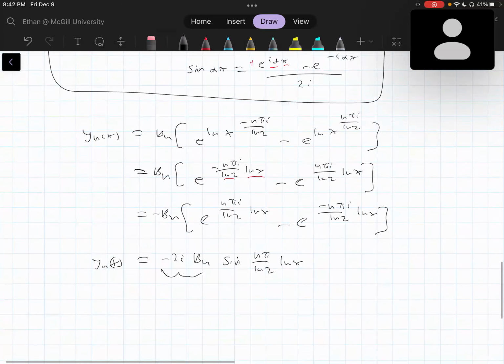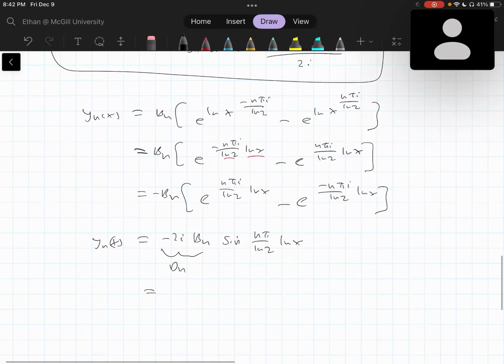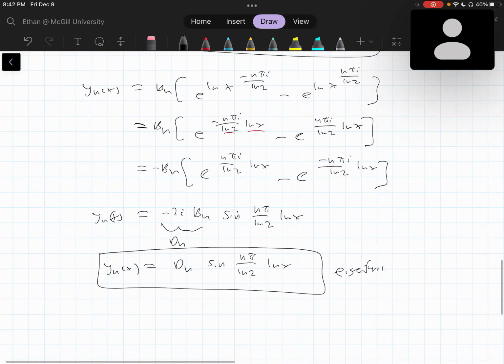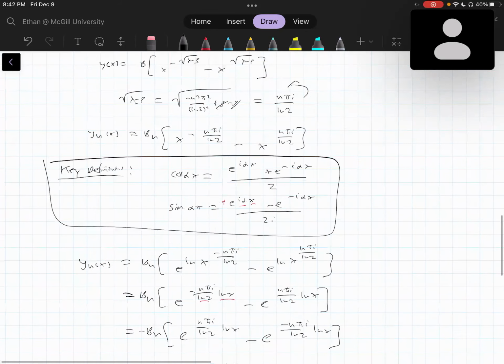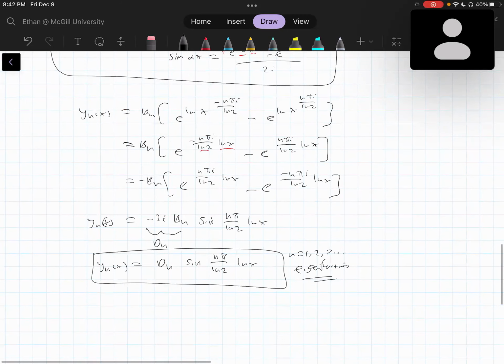We can say that this coefficient here is just a constant d_n. All those values are constant values. So our eigenfunctions are just going to be d_n sine of n pi over ln 2 times ln x, for n equal to 1, 2, 3, of course. So that's part A of the problem done.